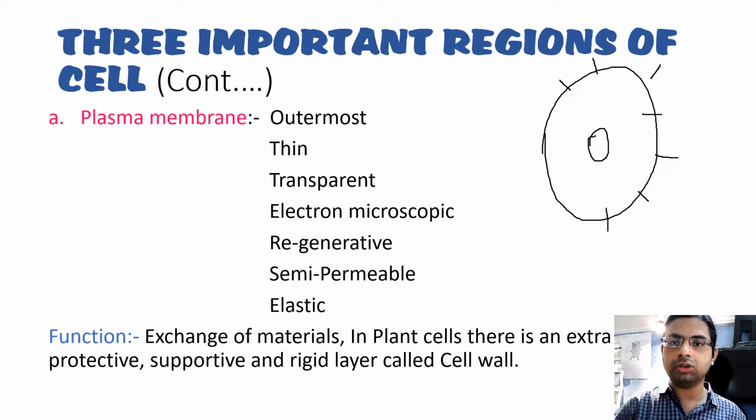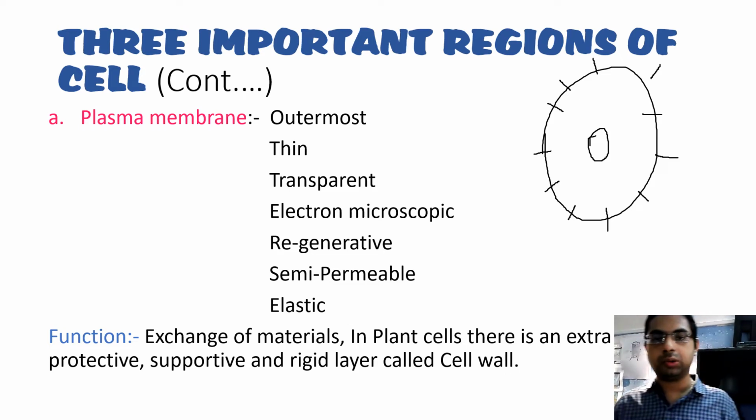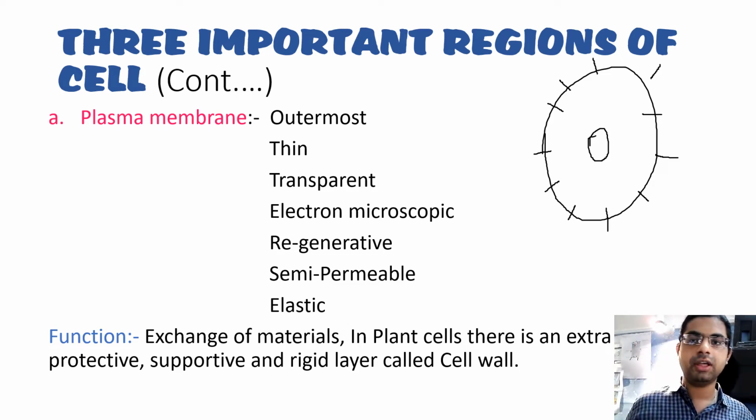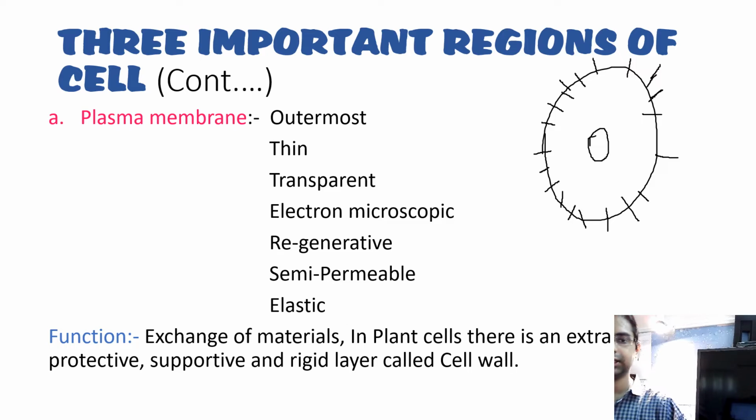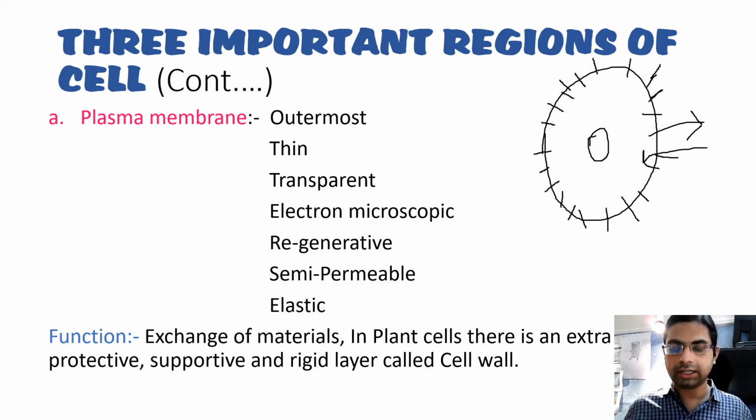It is outermost, thin, transparent, electron microscopic, that is, it is not visible under a normal microscope and can only be visible under an electron microscope. It is self-regenerative, semi-permeable, elastic, that is, it permits only some types of substances to and fro from the cell. So it is semi-permeable and elastic. Functions of the plasma membrane: exchange of materials in and out of the cell for maintaining its metabolic activity inside the cell.